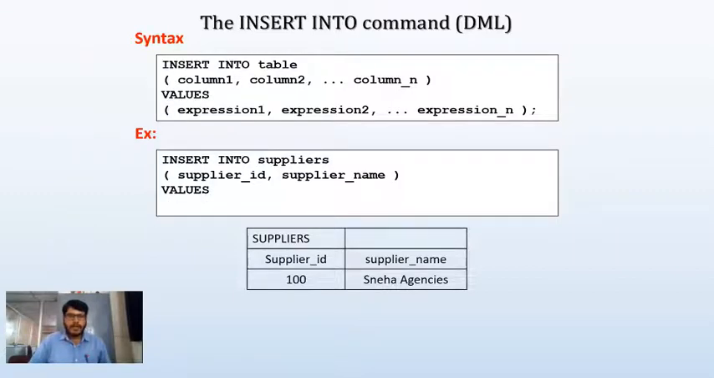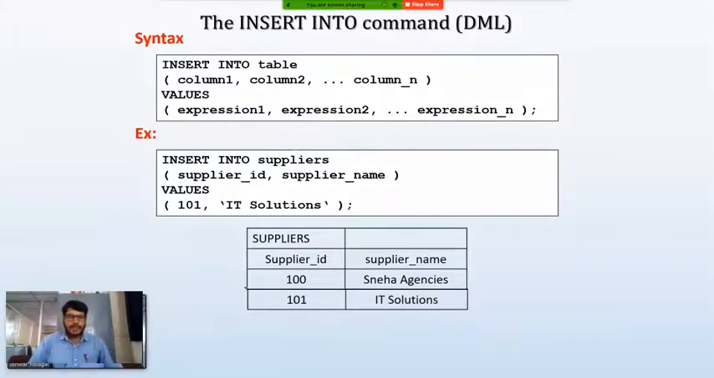So the values keyword, and later on we should specify the values. Now to specify the values, again we have to use a parenthesis. 101 is the value I am going to specify for supplier ID, and IT solutions is the value I am going to specify for supplier name. So when I execute this statement, it will include a new record into a table structure. As you can see here, it has included one new record into the suppliers table.